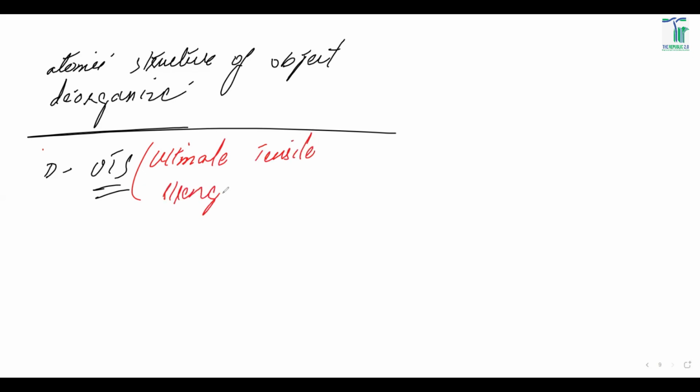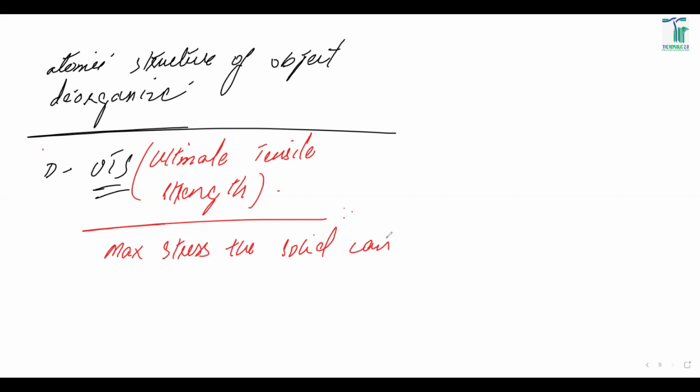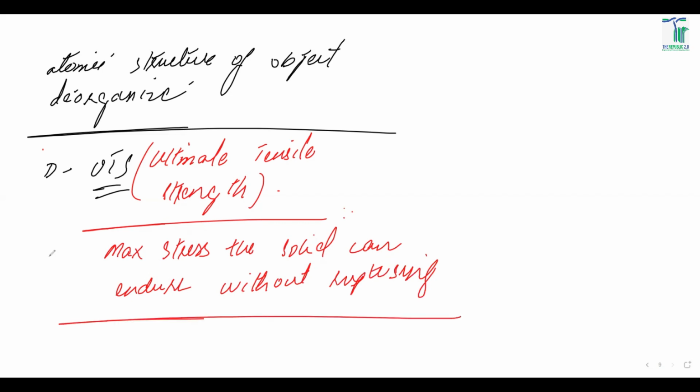UTS is known as the ultimate tensile strength. This is why we call it UTS. Got it? So UTS is the maximum stress that the solid can bear without cracking itself, right? It is the maximum stress the solid can endure without rupturing. Is that clear? It is the maximum stress the solid can endure without rupturing.